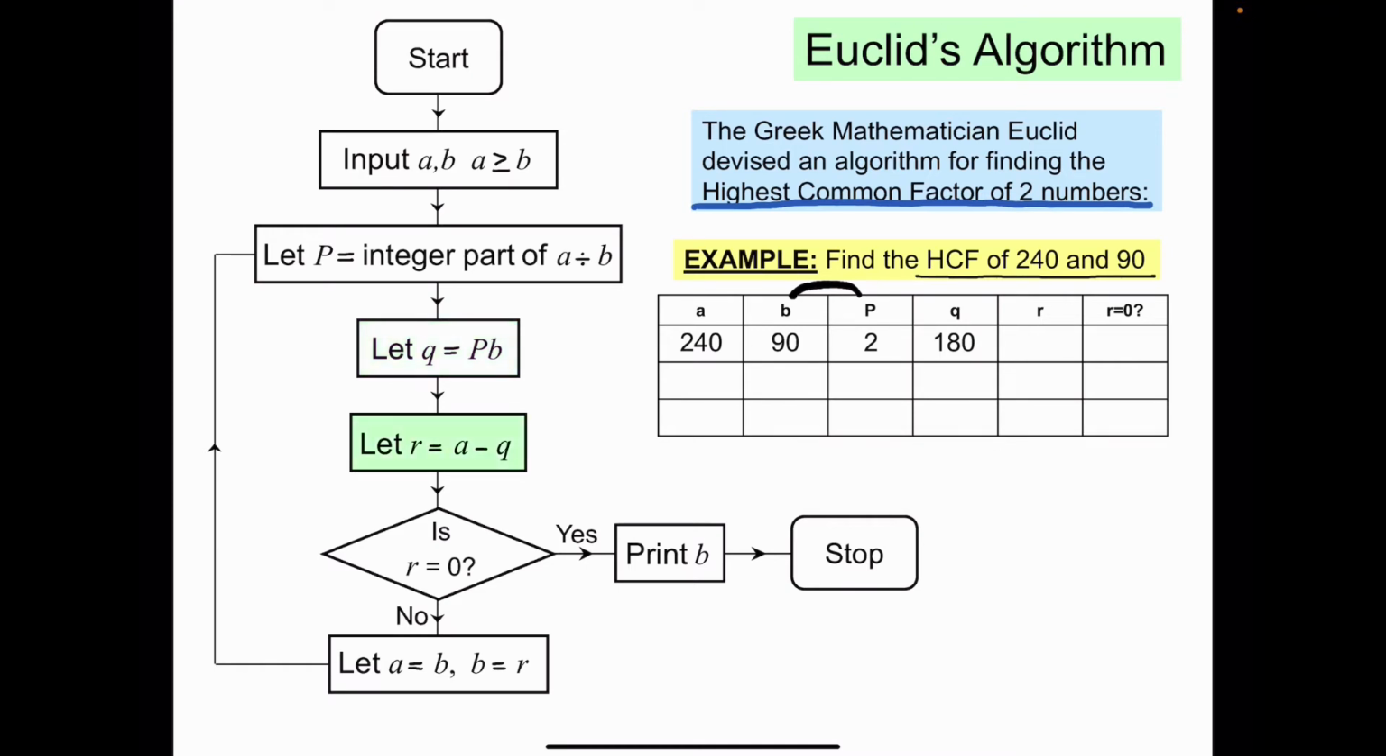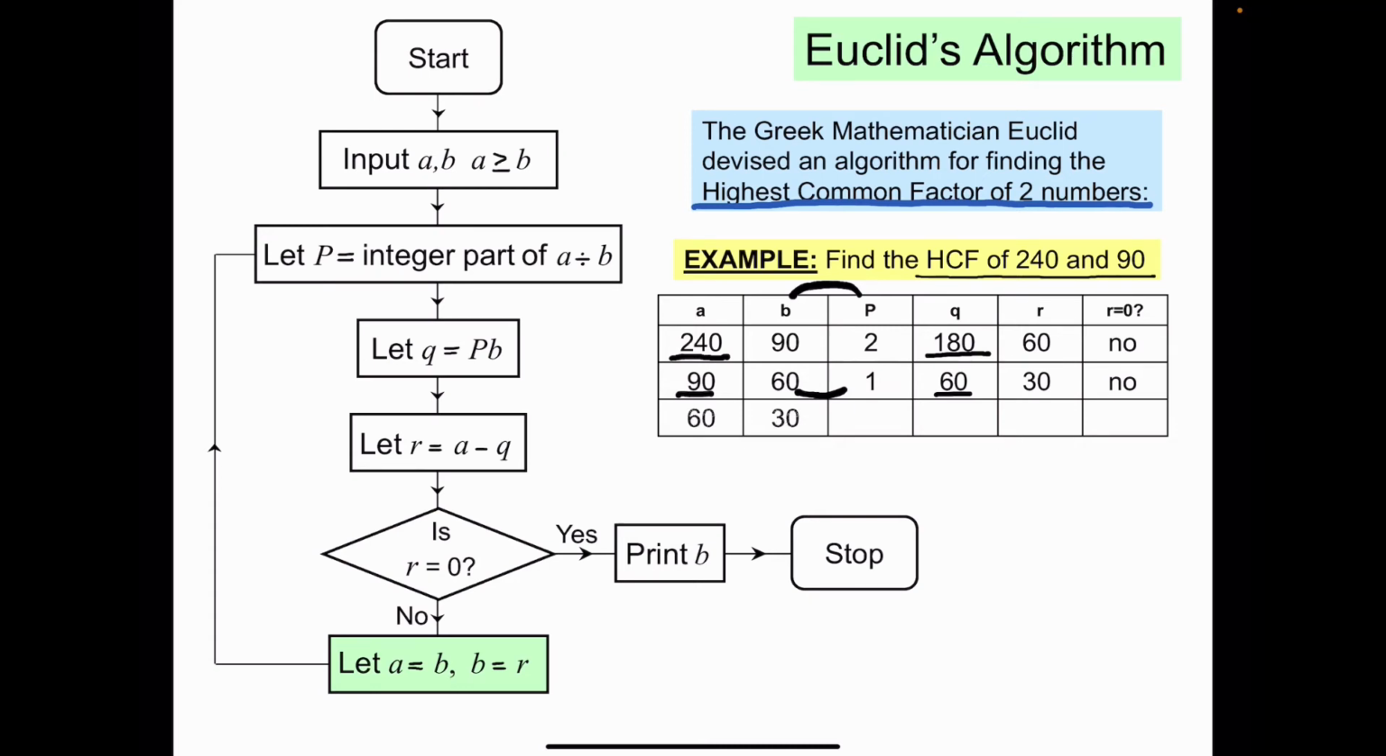R is A minus Q. That means 240 minus 180. That would be 60. And then you are asking yourself the question, is R equal to 0? Well, it's not. If that's no, that means to the A value, I will assign the B one. That means 90 will become the A, and R, that means 60, will become the B. And then you repeat the same process. So to the P, 90 divided by 60 is 1. To the Q, you're going to write P times B. That means P times B is 60. To R, you're going to find out the difference of 90 and 60. That's 30. And again, it's not 0, so we repeat the same steps.